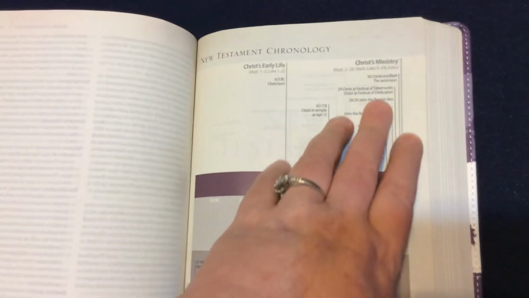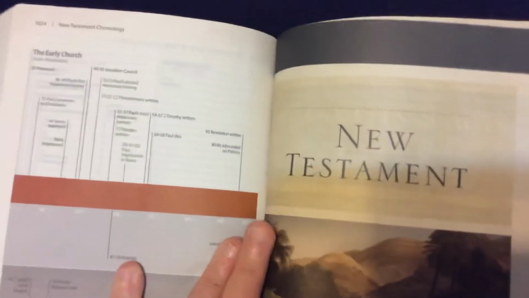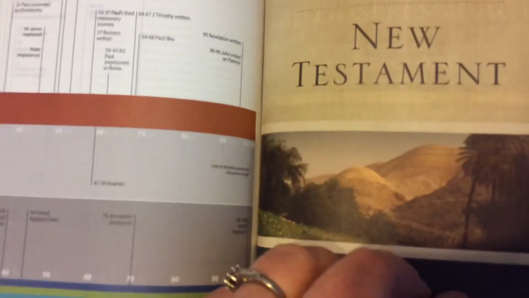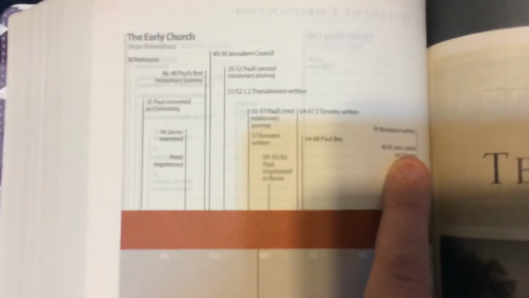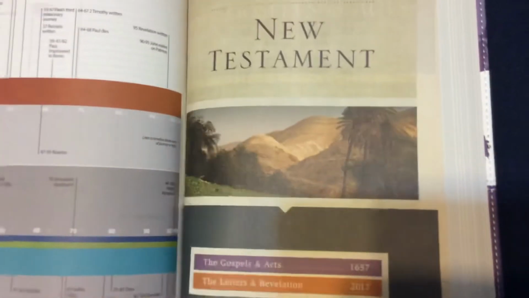Christ's early birth, Christ's ministry, the early church, and it goes all the way through Revelation. Okay? Then you've got pictures for the New Testament, the Gospels and Acts, the letters, and Revelation.